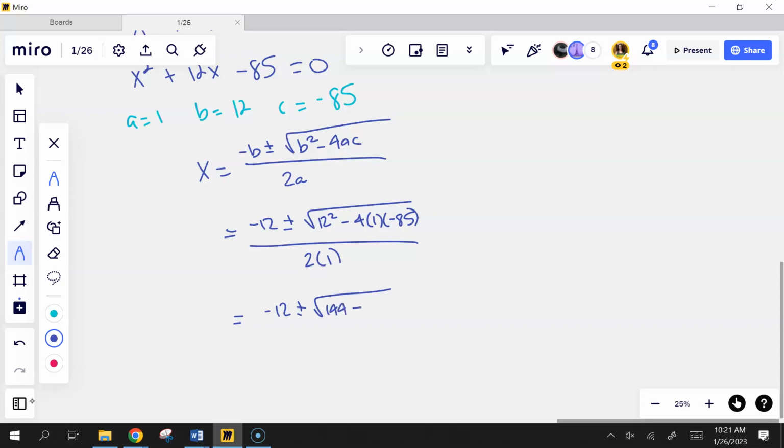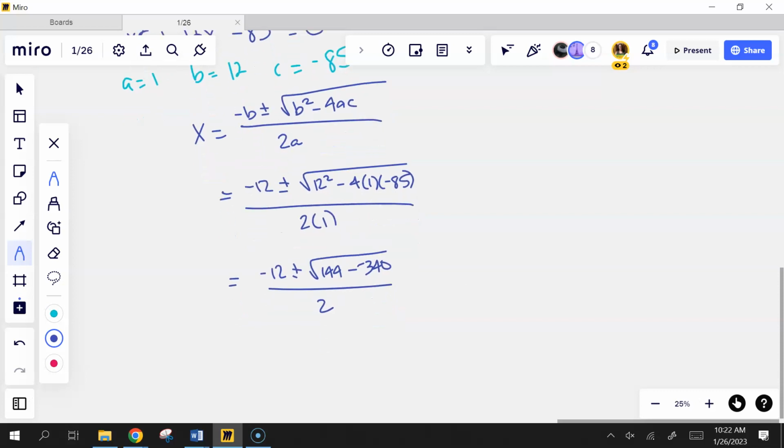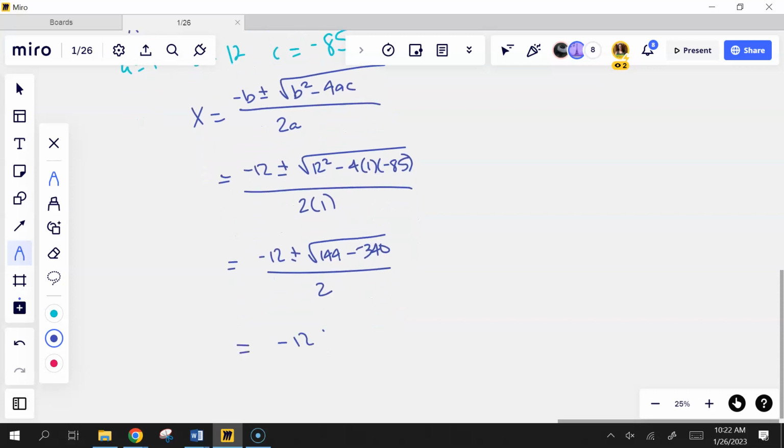144 minus 85 times 4. 70, 340. What is it? You gotta watch your signs. That's what's gonna kill you on this. So now I have 340 plus 144, which is 484. Is that a perfect square? I feel like it is. 22.